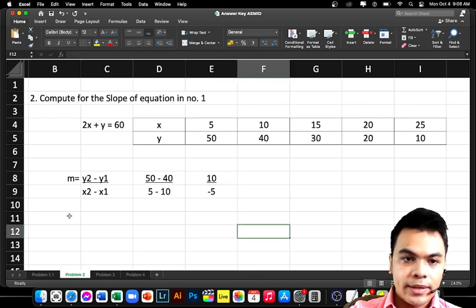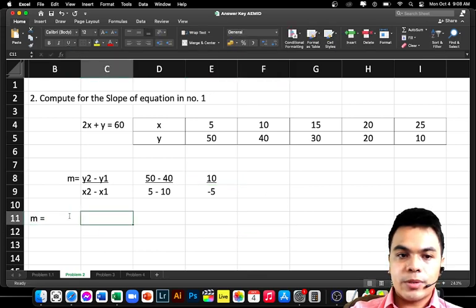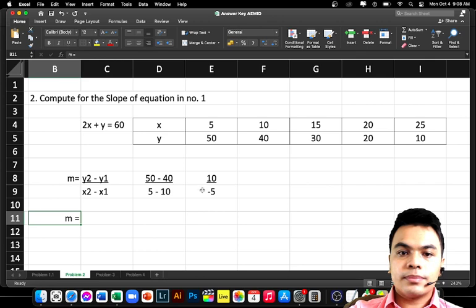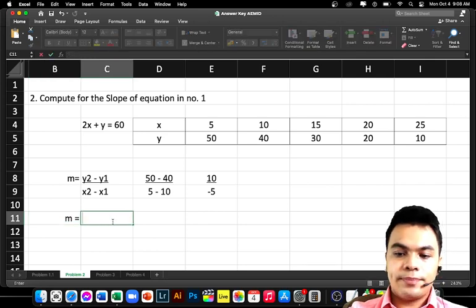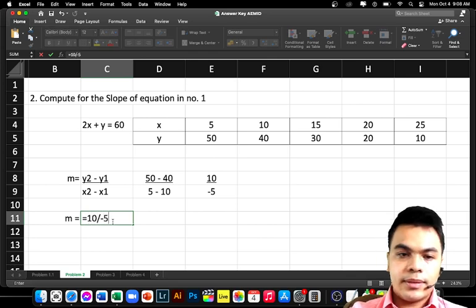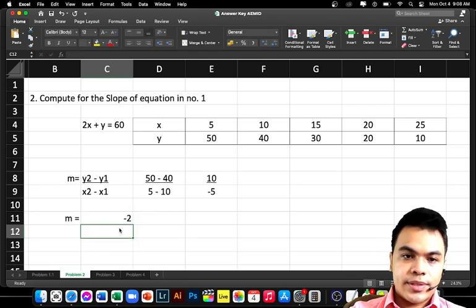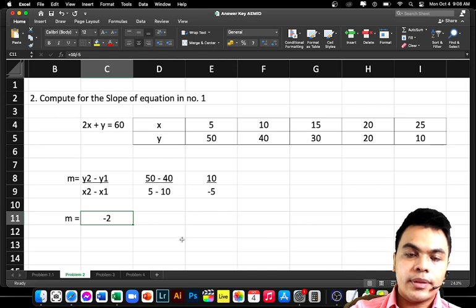Okay, then our slope is 10 divided by negative 5. That is negative 2. So our slope is negative 2.